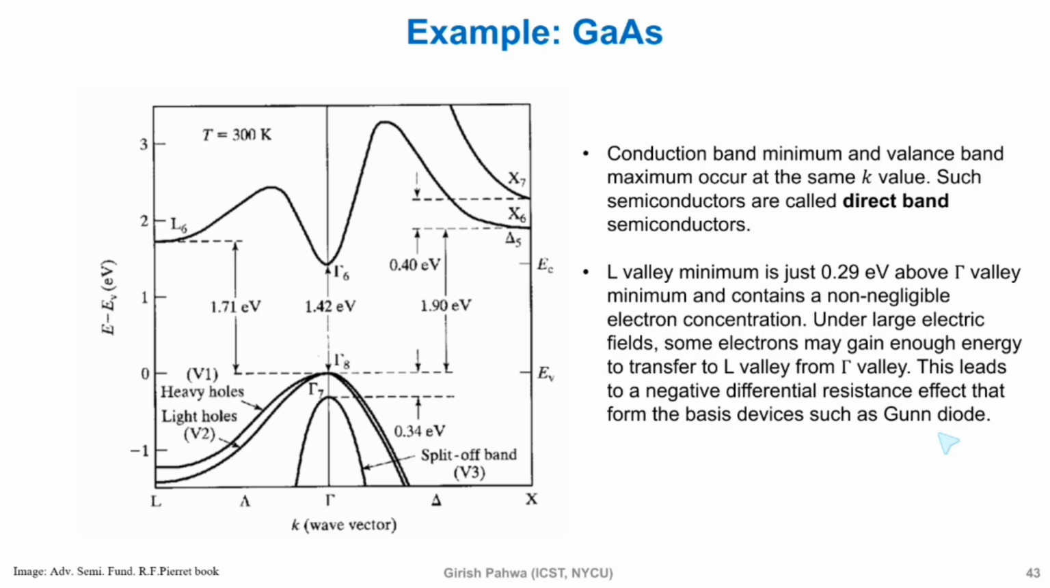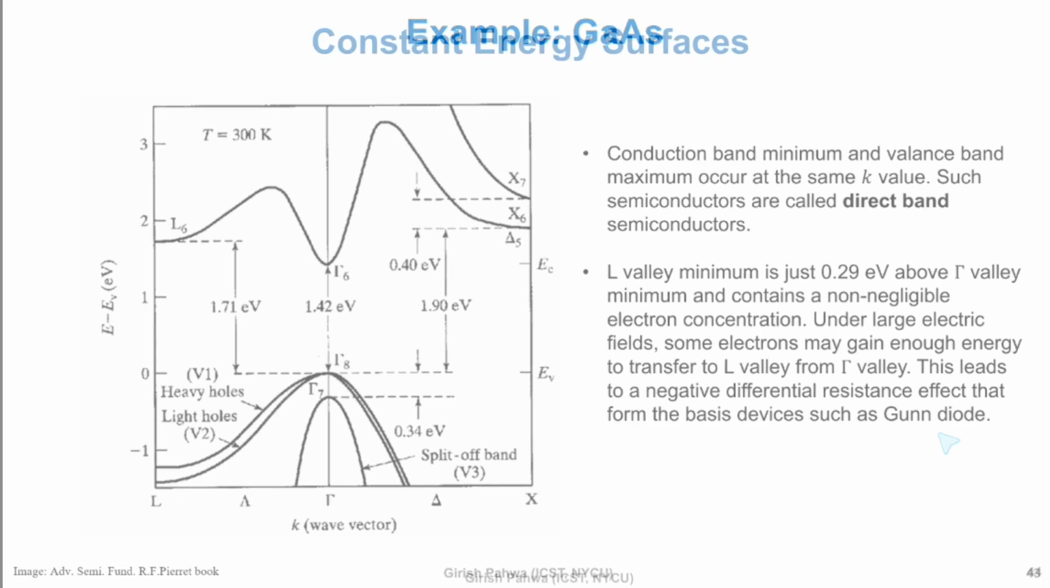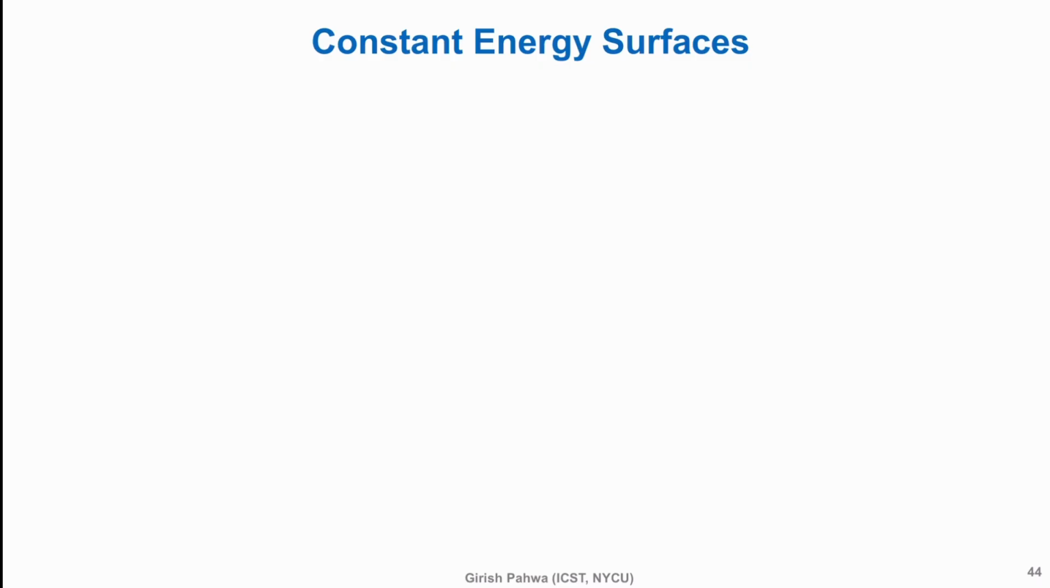Okay, so this type of effect can be used for making microwave devices, like there's a device called Gunn diode. I don't know how many of you even know about that name, but it can be used to make some microwave oscillators. Okay, so let's start with the new topic, constant energy surface.